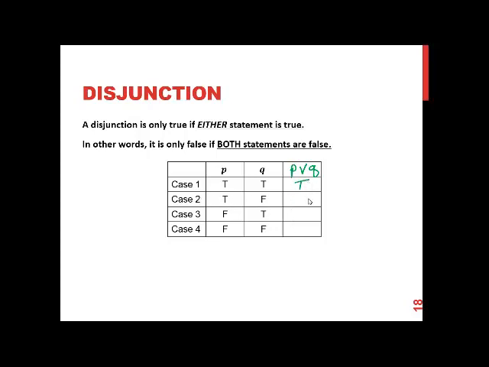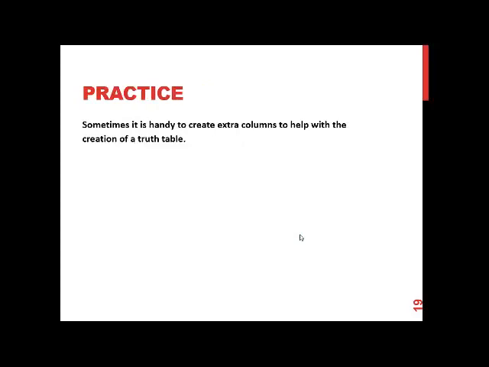Case 2. Is at least one of them true? Well, yeah, P is true. So the P or Q is true. Look at case 3. Is at least one of them true? Yeah. And finally, case 4. Is at least one of them true? No, it's not. So the only case of a disjunction being false is when both statements are false.